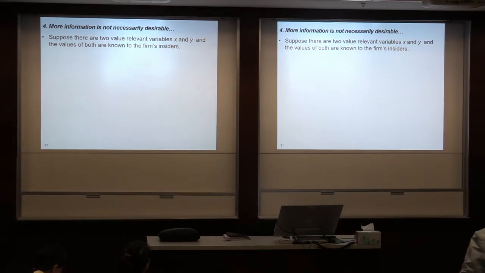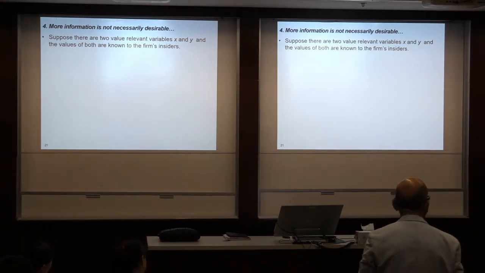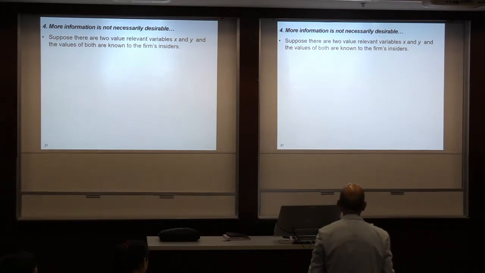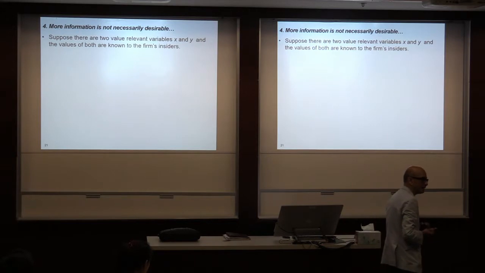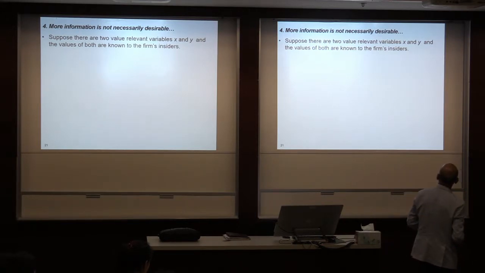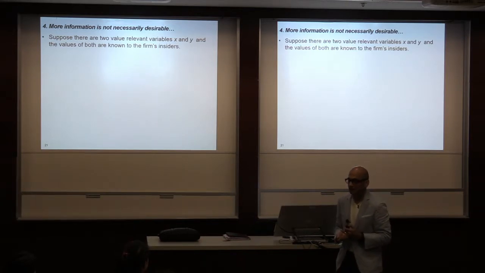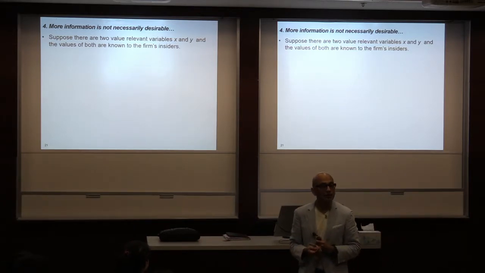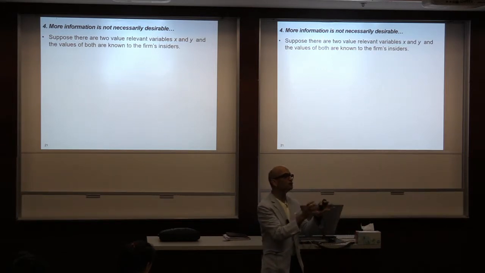And they're both known to the firm's insiders. So think of X now, to make it a bit more precise. Let's say that X is information about profitability of a project. And let's say that Y is information about the project itself to take. They're both value relevant. Knowing both of these, the type of project and the profitability of the project, is important to value a firm.